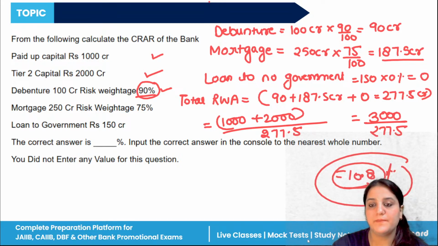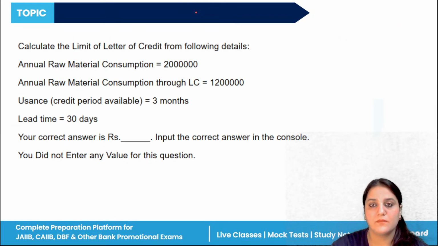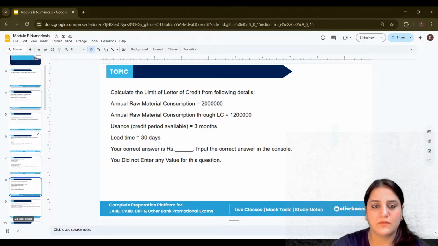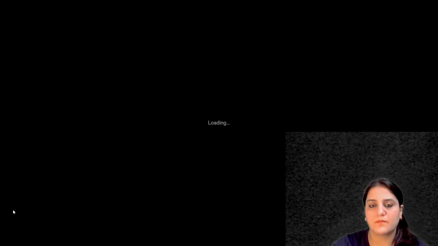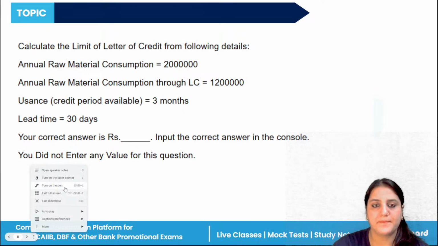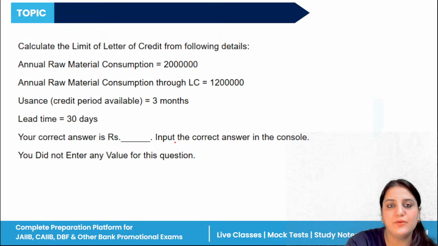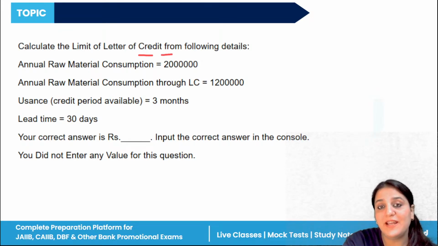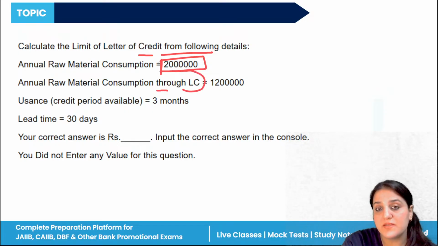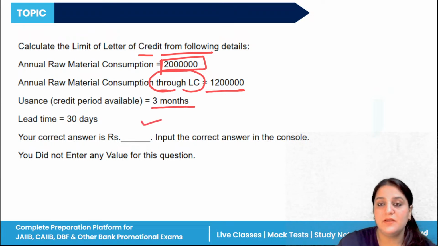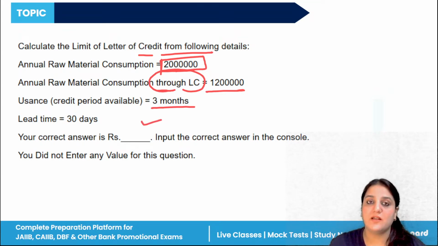Now next question. We have to calculate the limit of letter of credit, and the information is given. Annual raw material consumption is given. Annual raw material consumption through LC is given. Usance 3 months is given. Lead time is given. Then you have to calculate your correct answer.